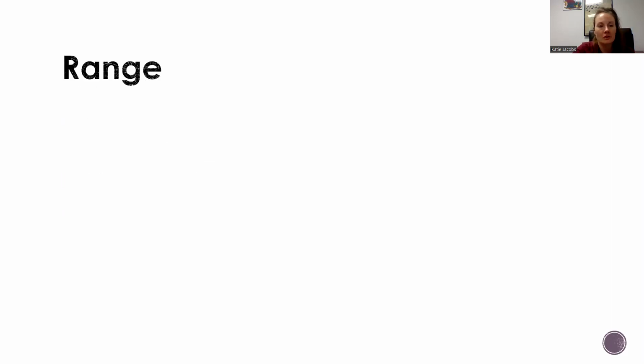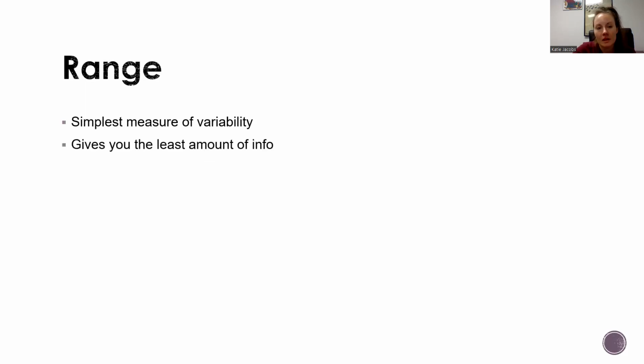All right. So probably coming into this, if you've not been exposed to any of these measures of variability or most of them, this is the one that you've most likely been exposed to already, the range. This is actually the simplest form of variability, and it provides the least amount of information, but it's also the easiest to understand. So strengths, it's easy to understand and it's not hard to calculate. Some weaknesses of this is that it doesn't give us a whole lot of information.